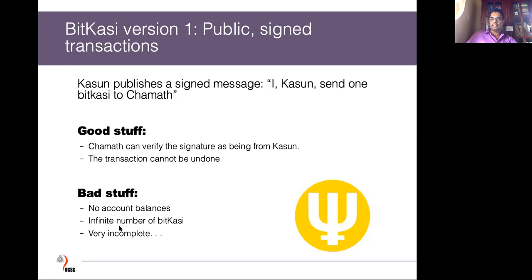If that signature is correct, you know it's really from me, and also you know I am willing to give one Bitcasi to you. So you can accept. You might ask why he accepted such messages; that's a different story. But that's a kind of transaction. Signature verification verifies whether this message is from me to Chamath, or Chamath to me, or someone else. Everybody should digitally sign the messages they pass in between.